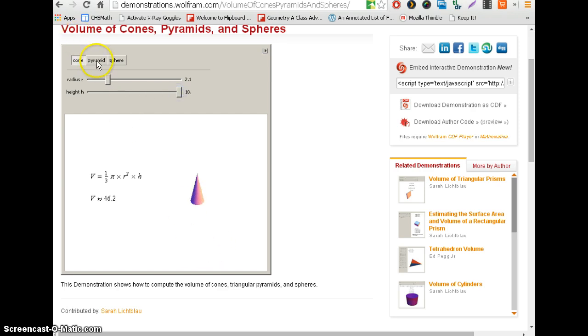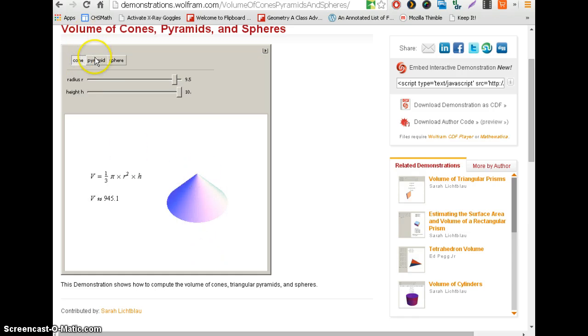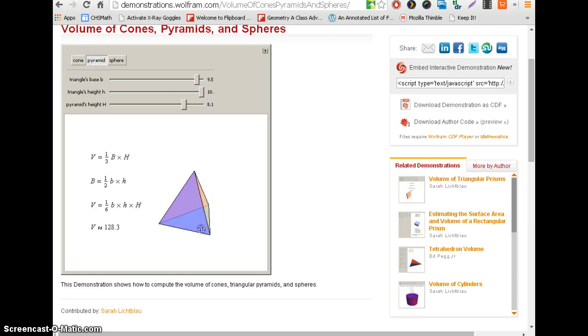What about with a pyramid? Well, with a pyramid, we kind of got a funny looking pyramid here. Let's try adjusting the height. Let's try adjusting that base. There we go. This is a triangular pyramid. A pyramid is like a prism. It can have any shape base you want, and it rises to a point, much like a cone. Remember, the cone rises to a point, pyramid rises to a point. It just has a polygon for a base.